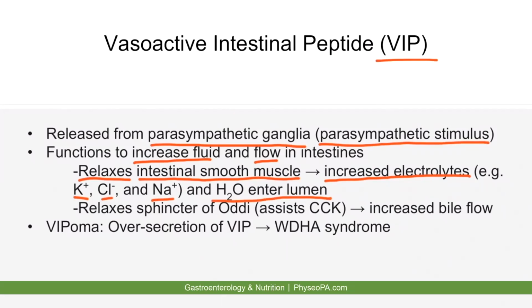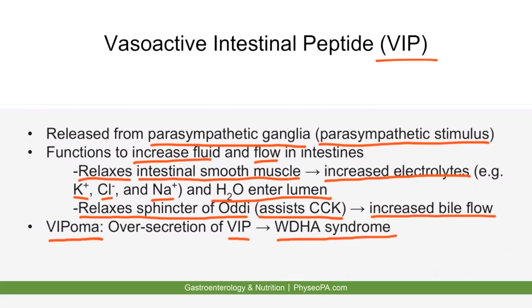VIP will also cause relaxation of the sphincter of Oddi, which will assist CCK. As you recall, CCK will cause contraction of the gallbladder and relaxation of the sphincter of Oddi in order to allow bile to flow into the duodenum. An important note is that VIPoma causes oversecretion of VIP, which can cause WDHA syndrome.